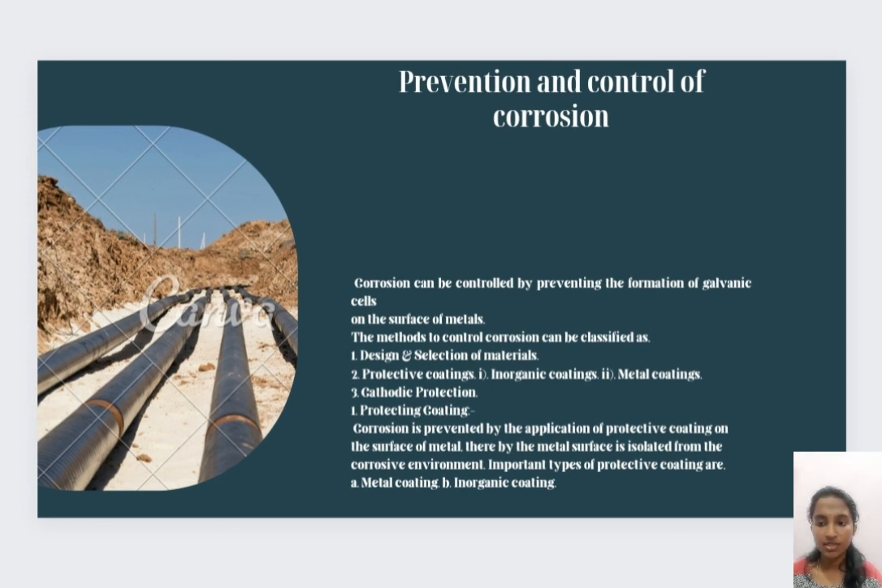Protective coatings: corrosion is prevented by the application of protective coatings on the surface of the metal, whereby the metal surface is isolated from the corrosive environment. Important types of protective coatings are metal coating and inorganic coating.